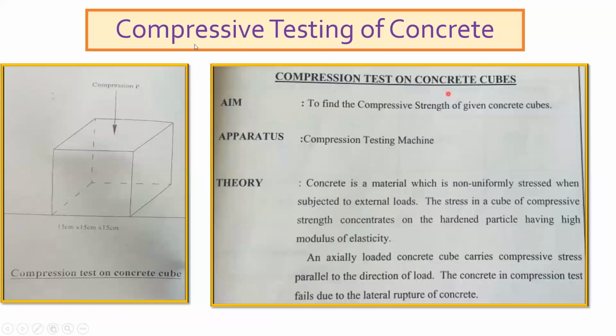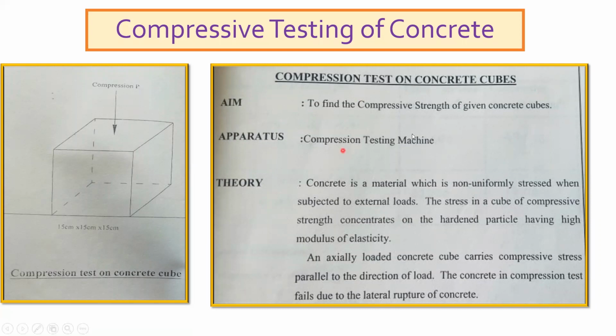Yeah, so coming to the compressive testing of concrete, the aim is to find the compressive strength of given concrete cubes. Why do we find the compressive strength? Because we know that concrete is strong in compression and it is weak in tension. So if concrete is strong in compression, how much compressive load is it able to take, so that I can decide the grade and the strength of my concrete. That is the reason we do this test.